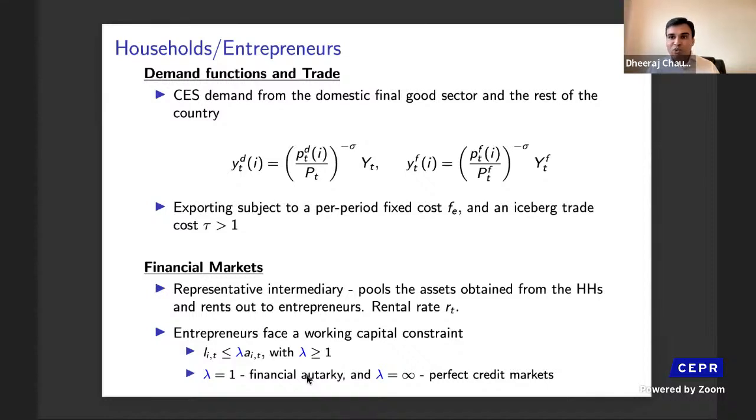If lambda is equal to 1, it suggests financial autarky. You can only use the wealth you have to produce. And if lambda is infinity, you can borrow as much as you want to produce.